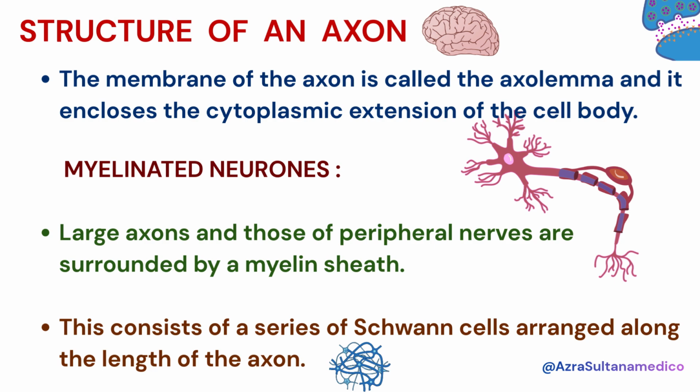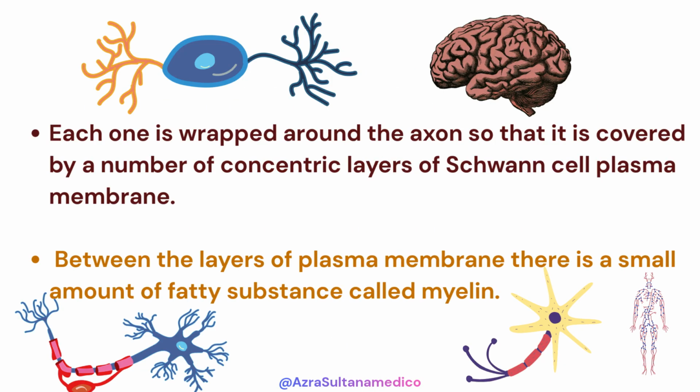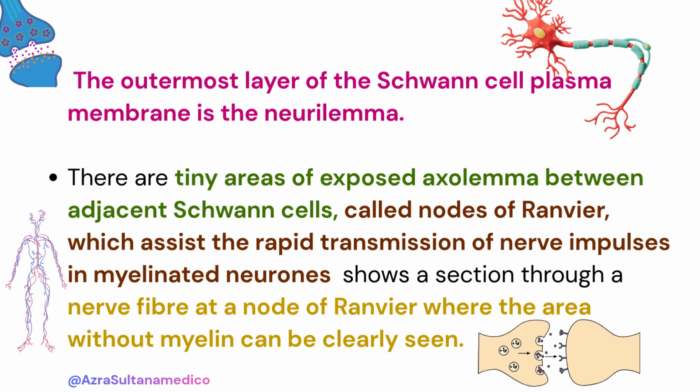Myelinated neurons. Large axons and those of peripheral nerves are surrounded by a myelin sheath. This consists of a series of Schwann cells arranged along the length of the axon. Each one is wrapped around the axon so that it is covered by a number of concentric layers of Schwann cell plasma membrane. Between the layers of plasma membrane there is a small amount of fatty substance called myelin. The outermost layer of the Schwann cell plasma membrane is the neurolemma. There are tiny areas of exposed axolemma between adjacent Schwann cells, called nodes of Ranvier, which assist the rapid transmission of nerve impulses in myelinated neurons.